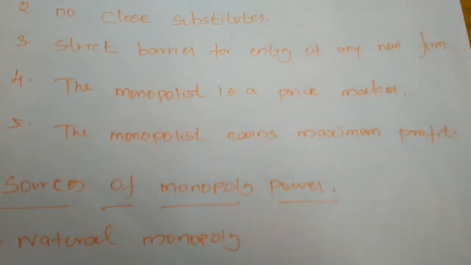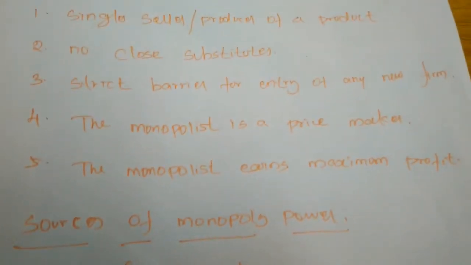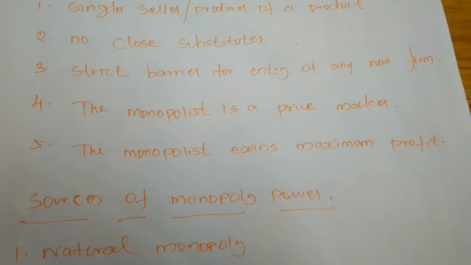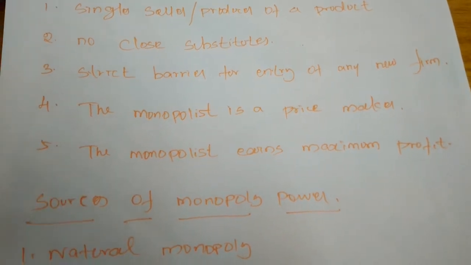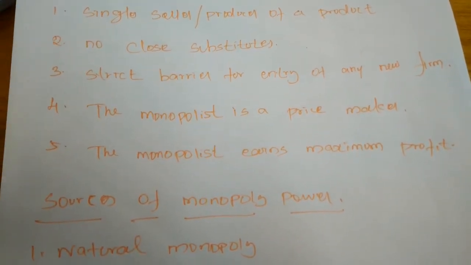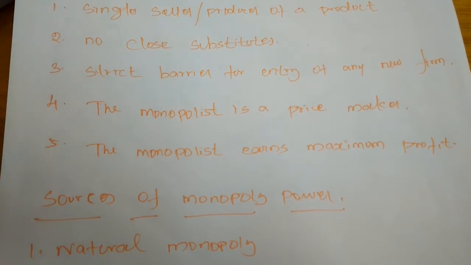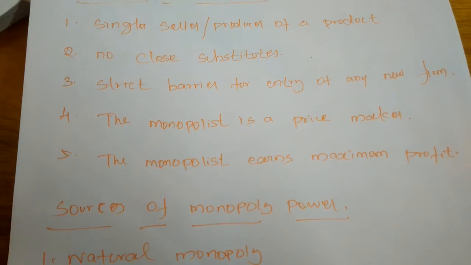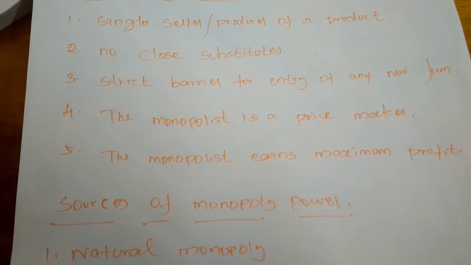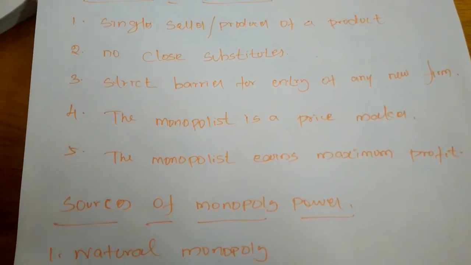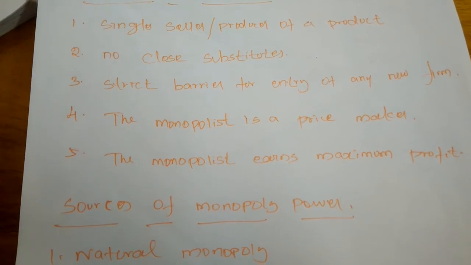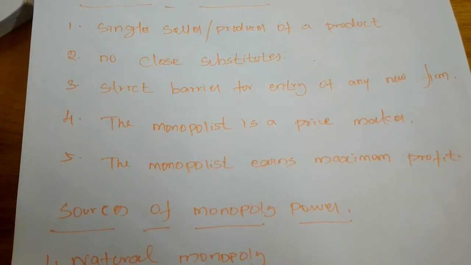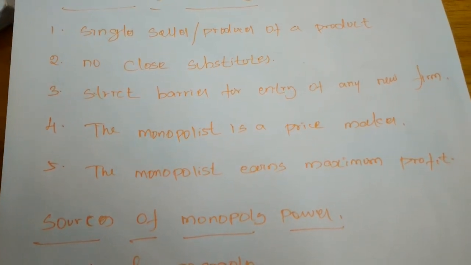Next, the monopolist is a price maker. As we have studied already, there are two types: the price maker and the price taker. A price taker means that on the basis of demand and supply, when both the buyers and the sellers come to equilibrium conditions, and in these conditions they have an equal level of satisfaction, the price will be fixed.